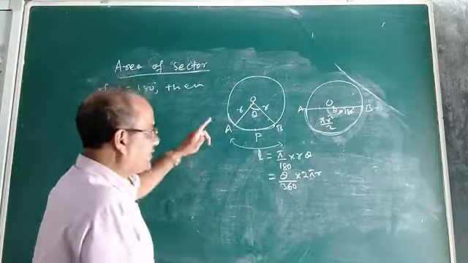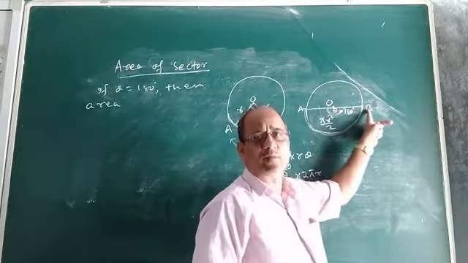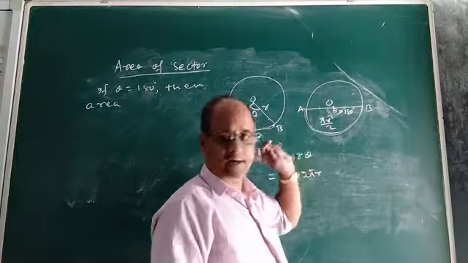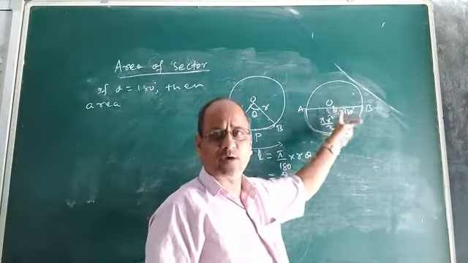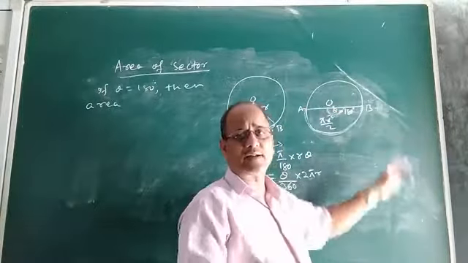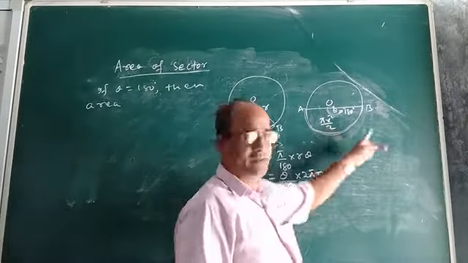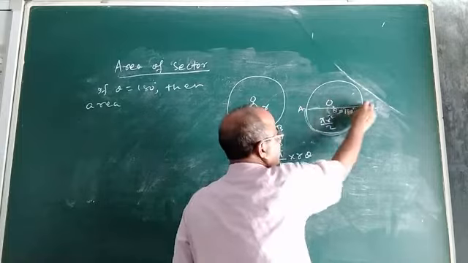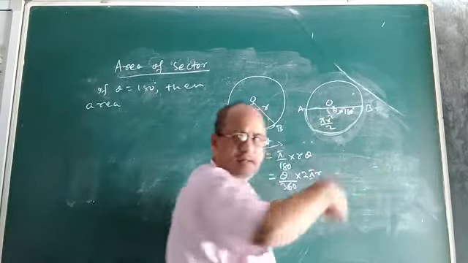As I told you, this sector will be formed when the sector angle becomes equal to theta, I mean 180 degrees. When theta becomes equal to 180 degrees, the corresponding sector is nothing but a semicircle. Because OA and OB are radii, and this semicircle itself is an arc.